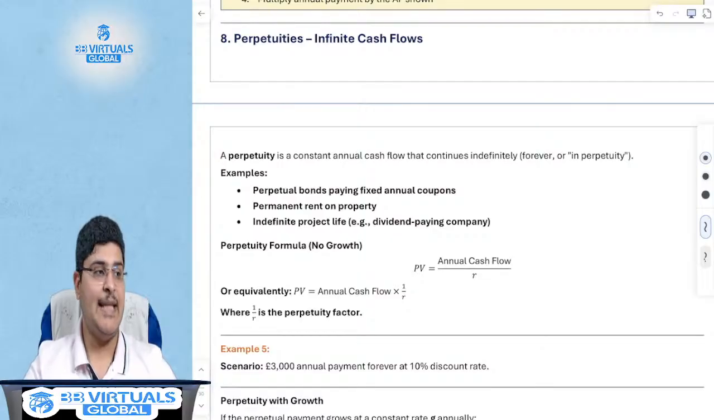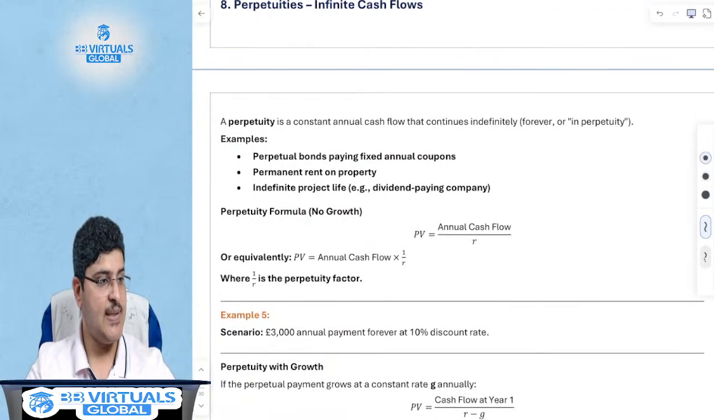Going to the next concept of perpetuities. By the way, if you have any questions, feel free to put them on the chat box. Just checking if there are any outstanding queries. Sounds good. There being none.